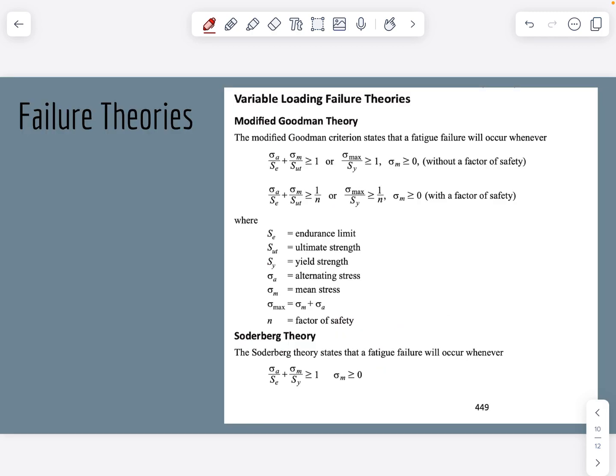But we're going to move on now to our last section, which is failure theories. Failure theories was another one that I wasn't super confident in. Looking at the FE handbook before I take my test, I wasn't really sure of some of these. I've never heard of modified Goodman theory or the Soderberg theory. But again, it's just something to know that it's in this section.